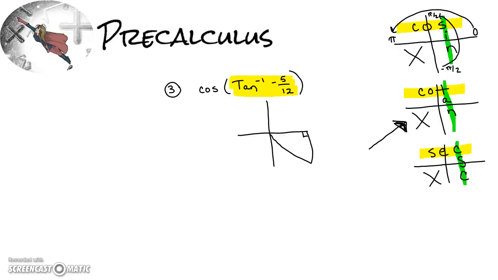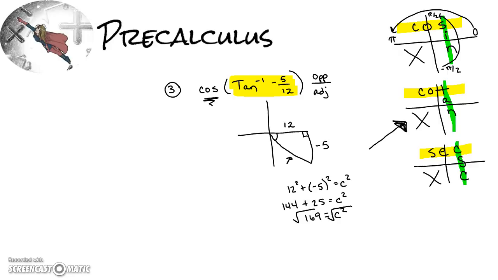Then you should remember that tangent is opposite over adjacent. So opposite from our reference angle, we would have negative 5. Adjacent would be 12. Now we will need to figure out the hypotenuse to be able to answer the second part of the question, which is doing cosine. So you could use the Pythagorean theorem. You could say 12 squared plus negative 5 squared equals c squared. So 144 plus 25 equals c squared. That's 169 equals c squared. So take the square root. So 13 is equal to c. So this right here will be 13.